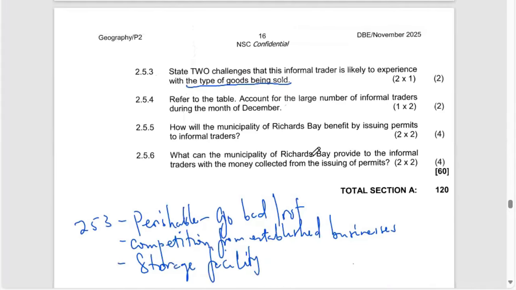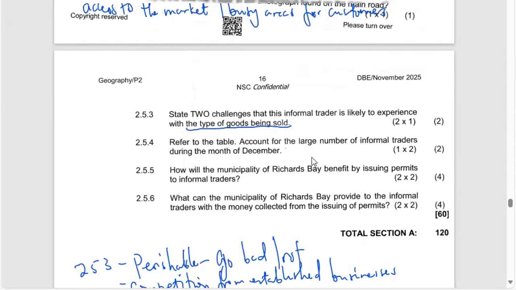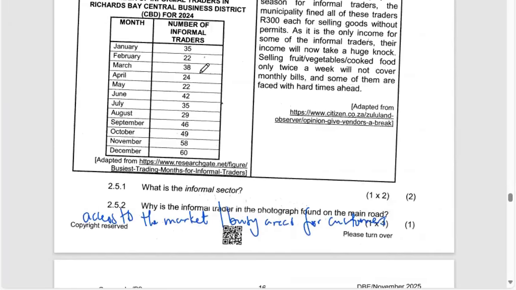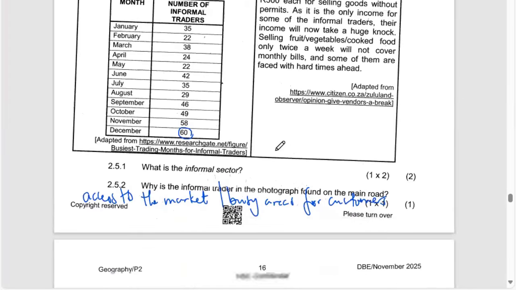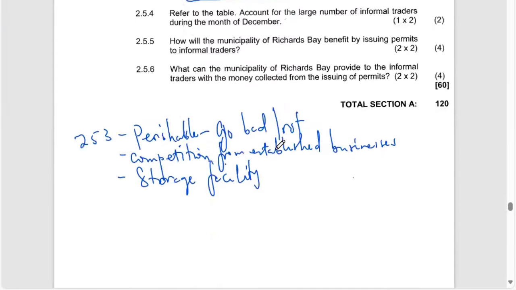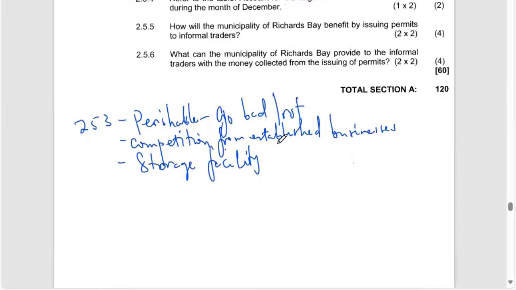Refer to the table, account for the large number of informal traders during the month of December. If we check here, we have 35, 22, and in December we have 60. This is the right number. Why are there many informal traders in the CBD in December? That's the question. For one reason, that is number 2.5.4.